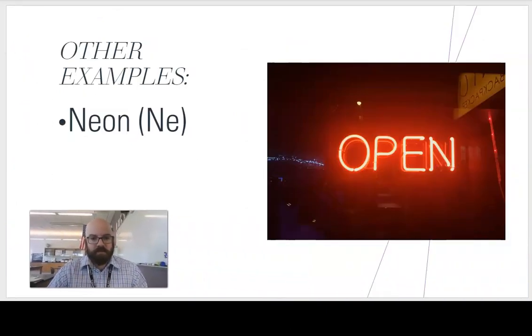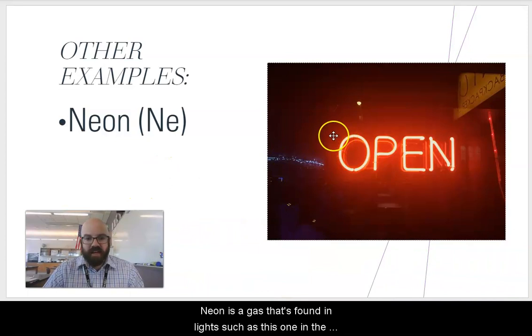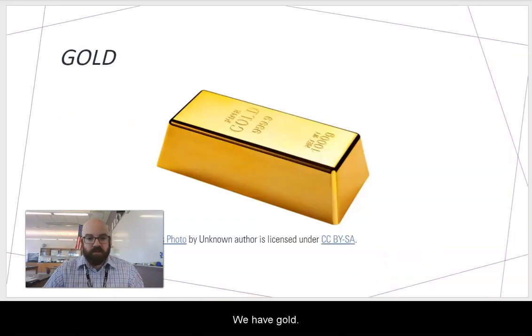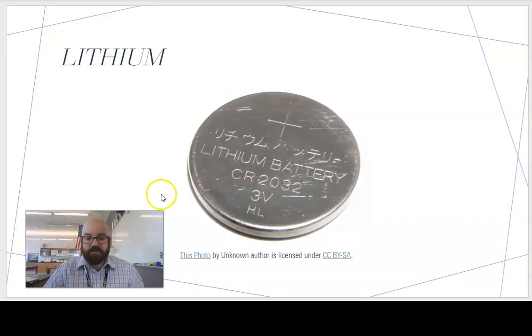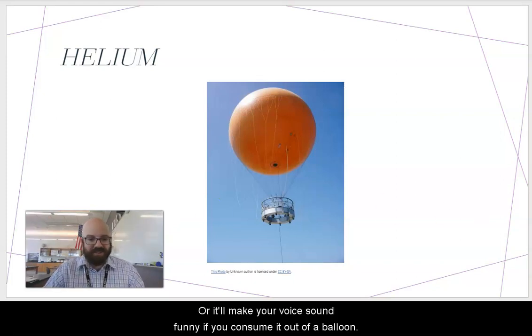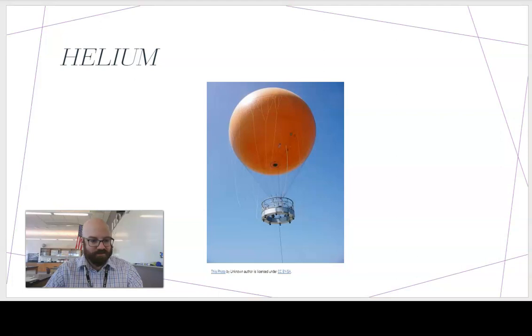We have neon. Neon is a gas. It's found in lights such as this one in the picture, like the open sign. Bright lights, often made of neon. We have gold, solid object, worth money. Lithium. Lithium is often found in batteries, your cell phone batteries or watch batteries. Helium is a gas. When you blow up balloons with helium, it'll make them rise, or it'll make your voice sound funny if you consume it out of a balloon.